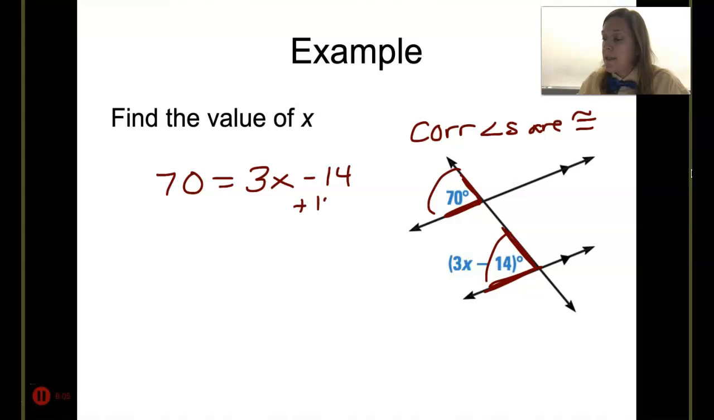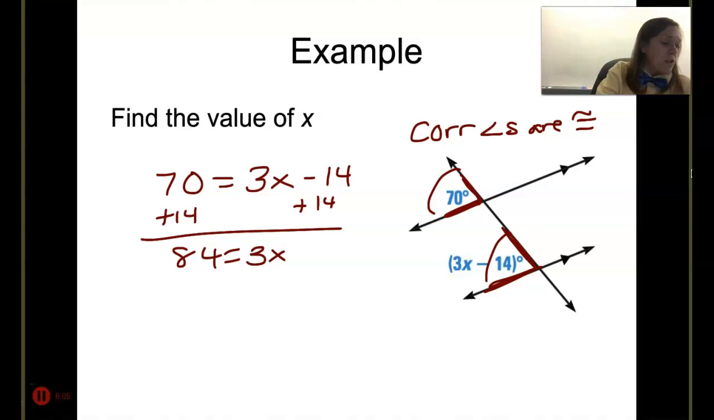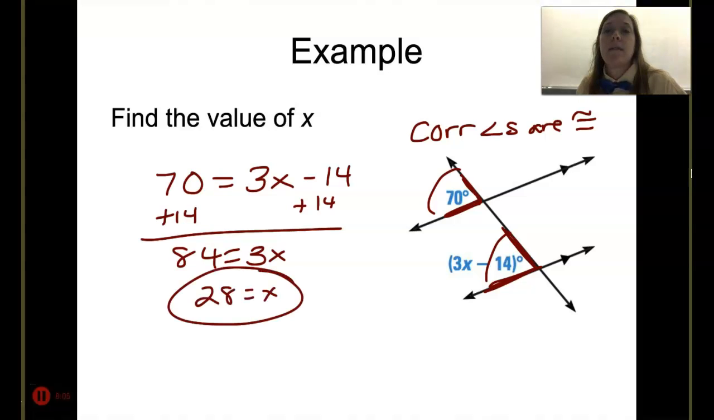I hope so. Using the addition property, add 14 to both sides, gets us 84 is equal to 3x. Using the division property, 84 divided by 3 gets me 28 is equal to x. I solved for x. Now I am done.